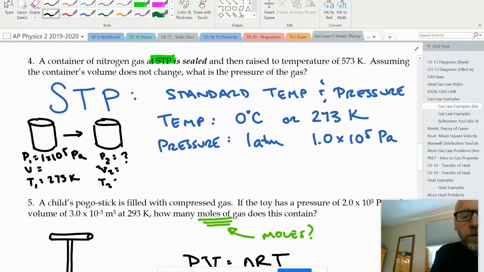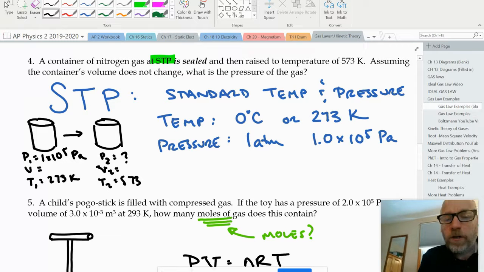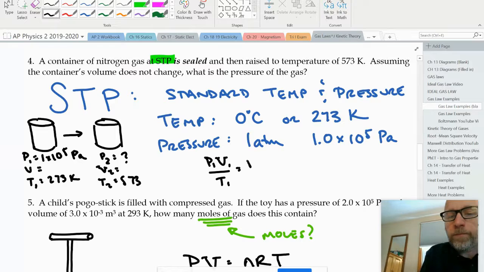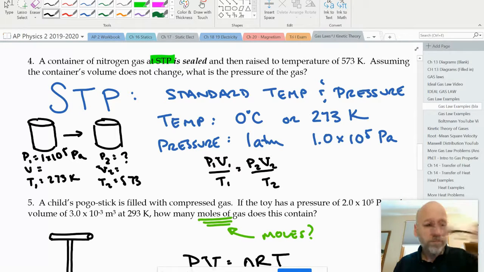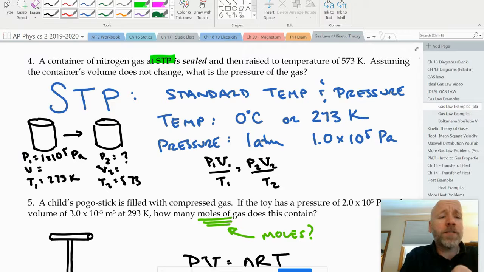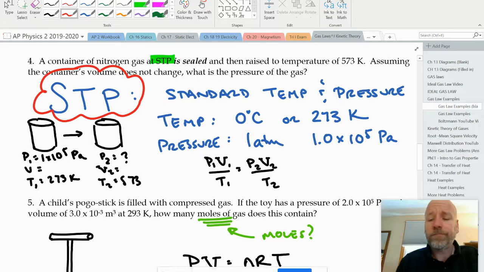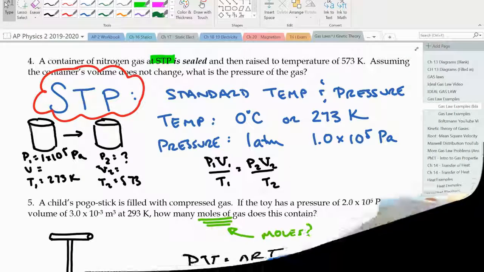What's the new pressure? P2. T2 is going to be 573. Oh, so it's just this. P1 V1 over T1 equals P2 V2 over T2. When it's a closed container, the math is super simple. P1 V1 over T1 equals P2 V2 over T2. Make sure you're in Kelvins. Question says it's at STP. There you go. Finish plugging it in. Solve it up. Thank you guys. Stay tuned for more.